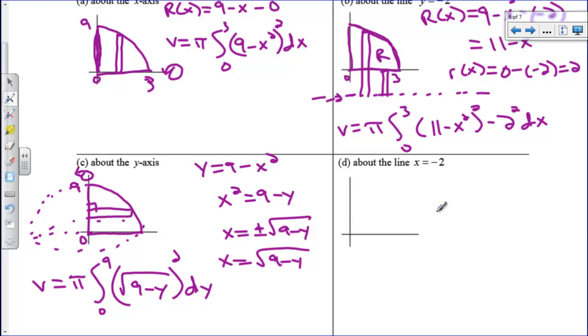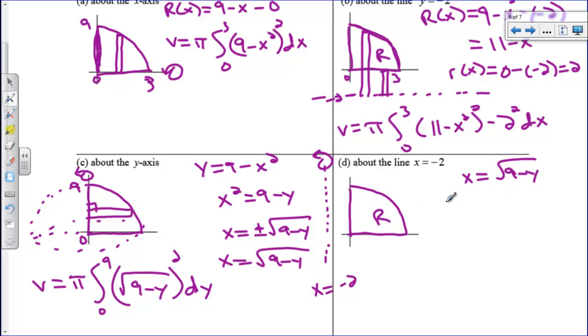All right, now what about the line x equals -2? So this time we're still going to take 9 minus x squared, or since we're doing it around the vertical axis of revolution, the square root of 9 minus y, and we are going to spin that around the vertical line x equals -2. So we're taking this region and we're going to spin it around this axis. And again, we need to see that there's space in here. There's a hole between our region and our axis of revolution. And if there's ever empty space and we revolve this around that line, we're going to have a hole. We're going to have to subtract off a value.